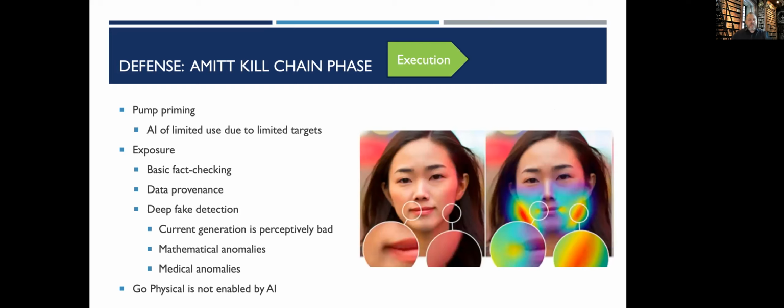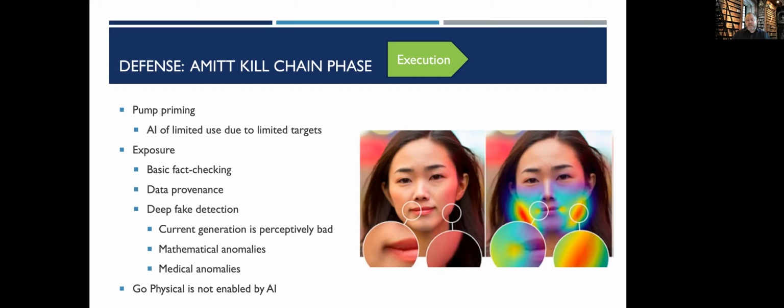Moving forward to execution, pump priming AI is of limited use, again, due to limited targets. This is the same kind of restriction that we had on the attack side. For exposure, there is some limited use of AI for basic fact checking. Some of the challenges here for basic fact checking are that you have to either assume an open world or closed world model, and both of those come with unique challenges.